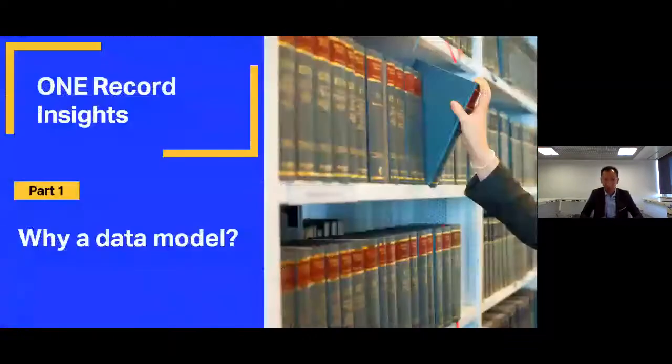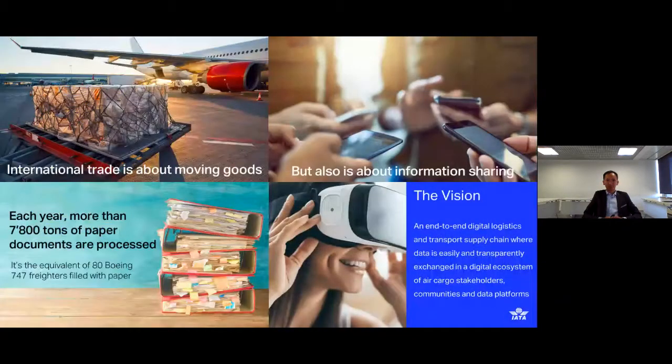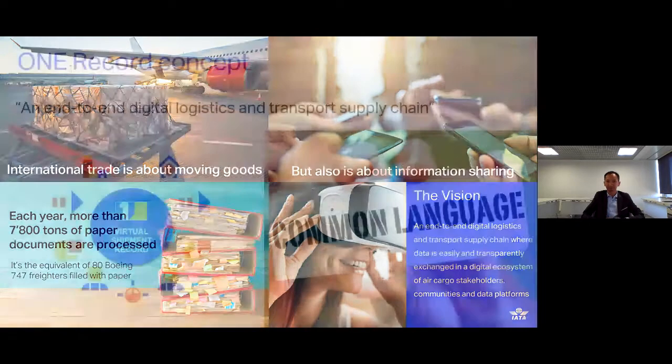So now we're going to start with the first part, which is why we need a data model. Last week during the first episode, we introduced the context of air cargo. We mentioned the need for more and more information sharing. And we explained the vision of One Record, which is to have an end-to-end digital logistics and transport supply chain, where the data is easily accessible by all the different parties that are required to have access to this data.